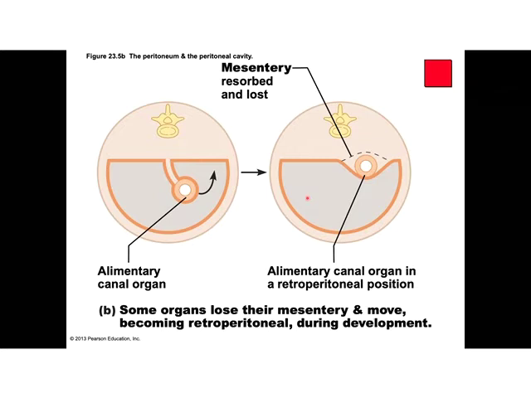Okay, some organs are going to end up becoming retroperitoneal. In the GI, that's going to include portions of the pancreas and the duodenum. Okay, in the urinary system, that's going to include the kidneys and a lot of the ureters. Okay, but the remainder is going to be intraperitoneal.